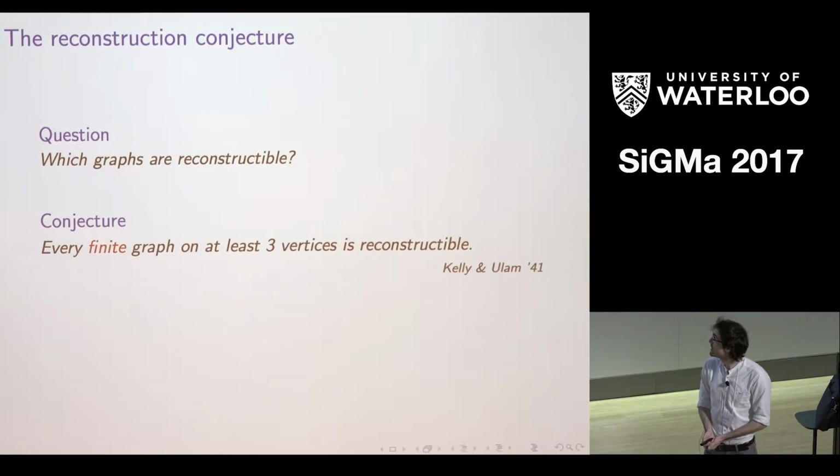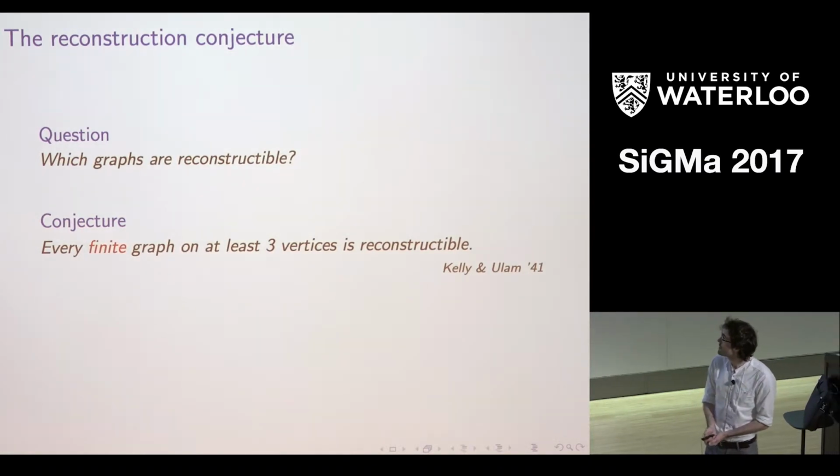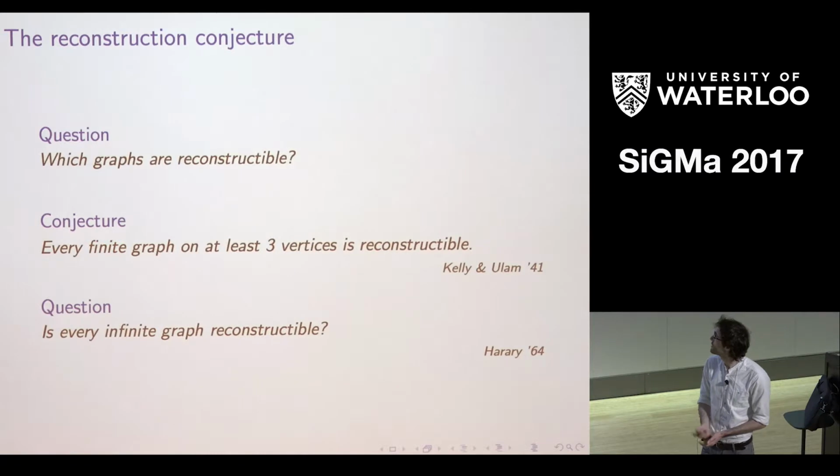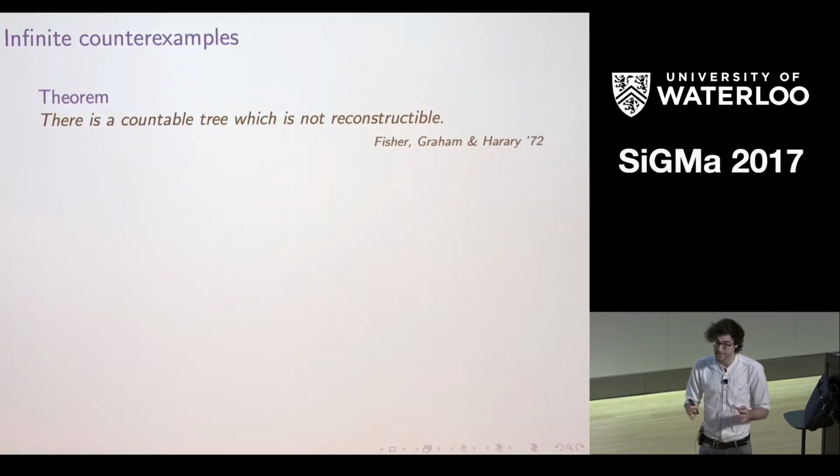If you spend enough time in Hamburg, perhaps you might ask, why do we only care about finite graphs? Especially at the time when this was first considered, infinite graphs were perhaps considered on more of an even footing with finite graphs. Not long afterwards, the question was asked, I think formally first by Harary, is every infinite graph reconstructible? Sadly, it turns out that this isn't the case.